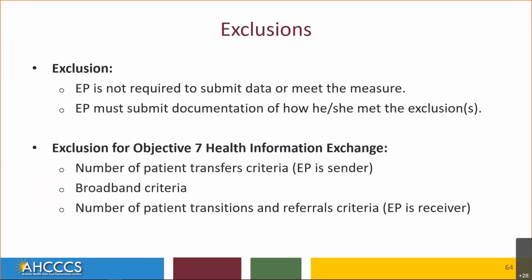Again, with exclusion, the providers will need to submit documentation for how he or she meets the exclusion. There are 3 types of exclusions available for this objective: the number of patient transfers criteria, where the EP is the sender; the broadband criteria; and then the number of patient transitions and referrals criteria, where the EP is the receiver.